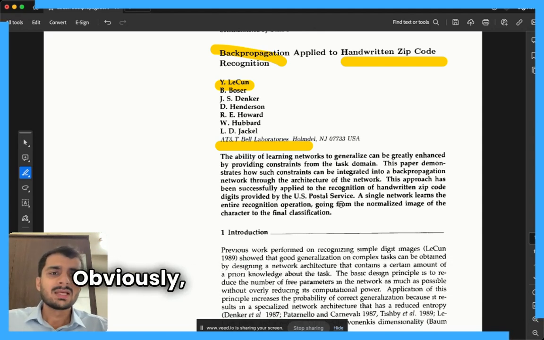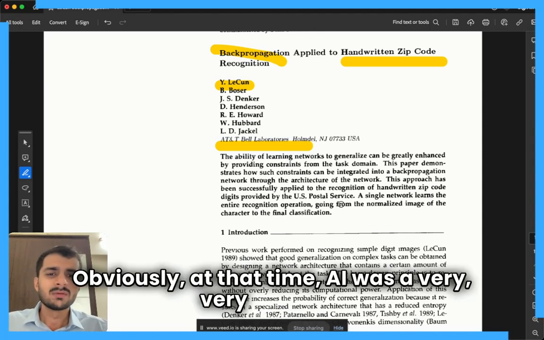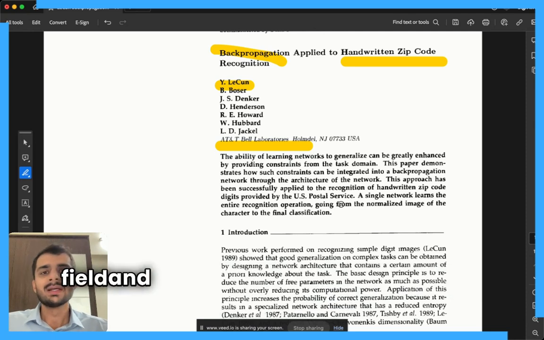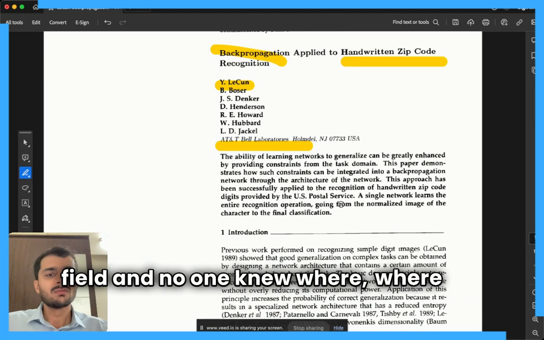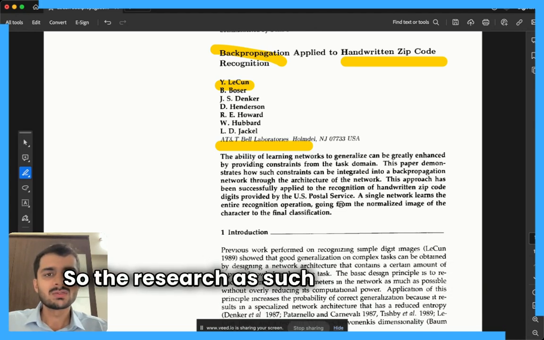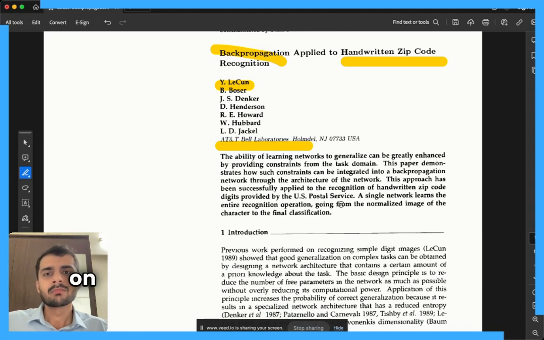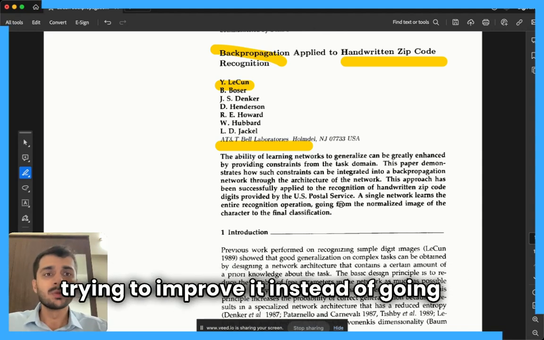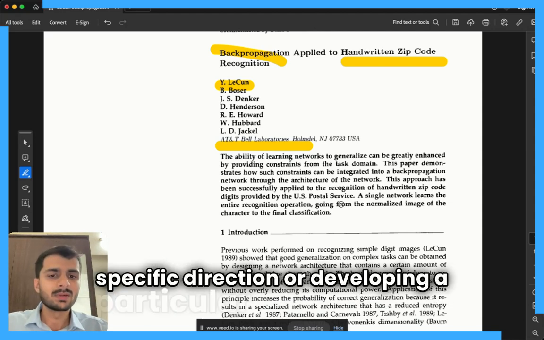Obviously, at that time, AI was a very, very evolving field, and no one knew where this could go. So the research, as such, was very much based on what has happened in the past and then trying to improve it instead of going in a specific direction or developing a particular application.